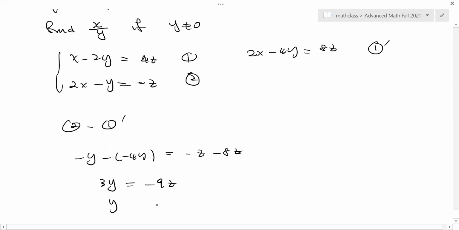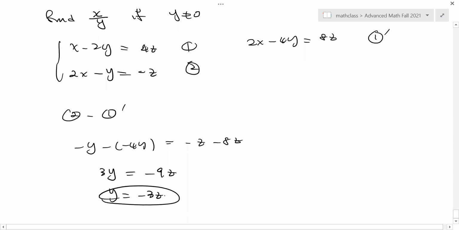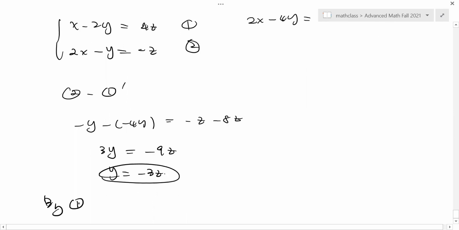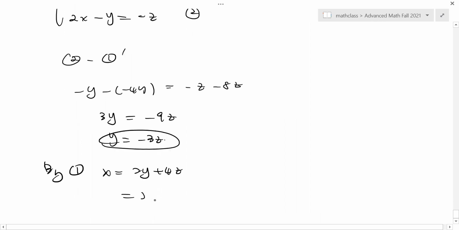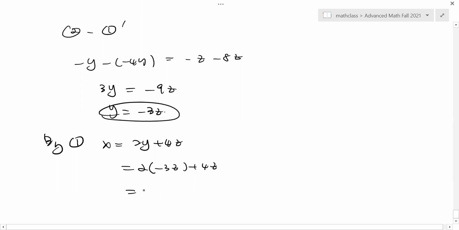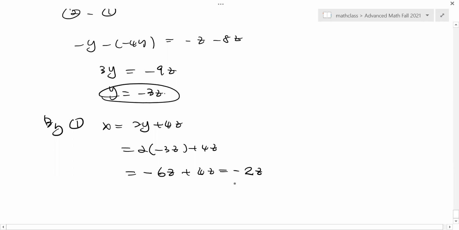So y equals negative 3z, okay? So y is negative 3z. Then you can get x from the first equation. x is going to be 2y plus 4z. With y equal to negative 3z, I get negative 6z plus 4z, so it's going to be negative 2z. Okay, so now I express each of them in terms of z.